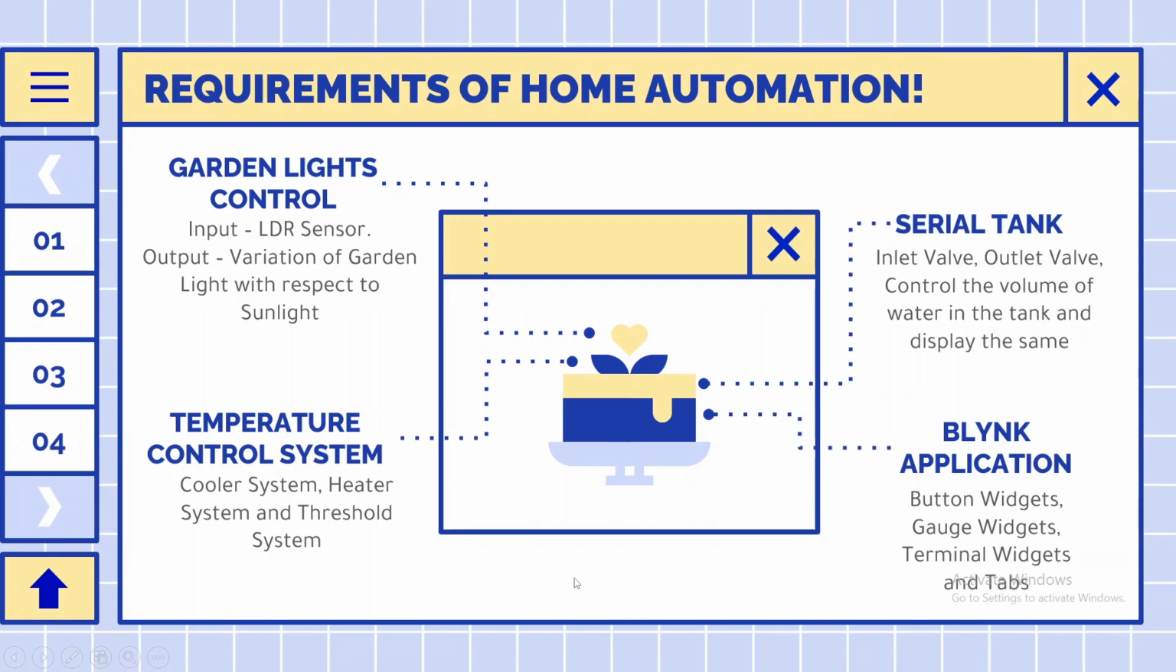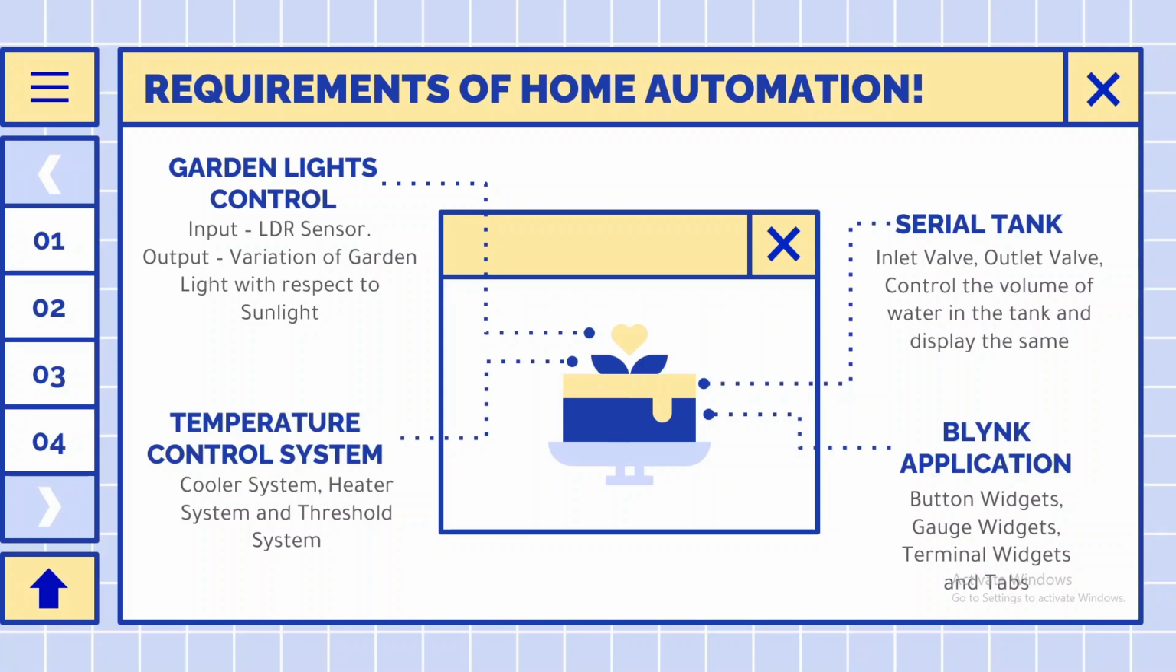So basically the requirements of the home automation can be described as a cake. So the toppings are the garden lights control, in which we input an LDR sensor, which is basically the variation of the sunlight, and we get to see an output of the variation of the intensity of the LED that is being simulated as a garden light.